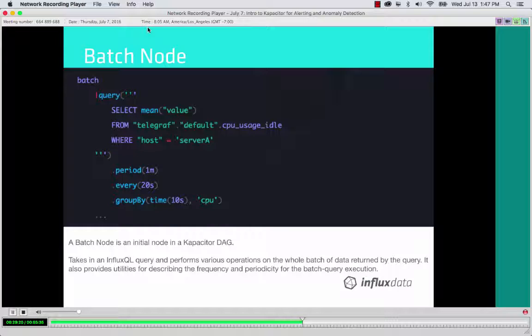But if we look at what we have, just to talk about it again, we say batch, pipe, query. We give it an InfluxDB query. So select mean value from telegraf.default.cpu_usage_idle, where host is equal to server A. And then we want to run that with a period of 1 minute every 20 seconds, grouping by 10-second intervals and the various CPUs.